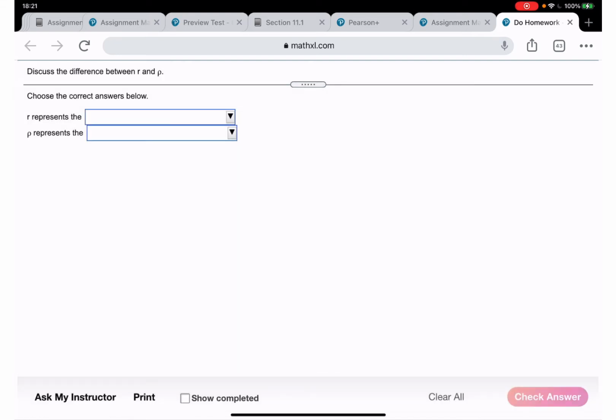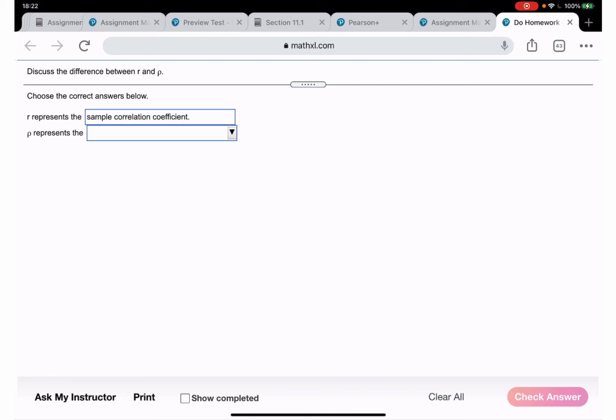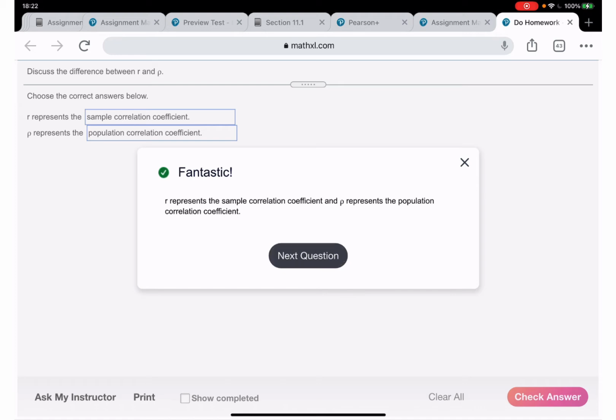Okay. Discuss the difference between r and rho. Whoever watched the lecture is aware that r represents the sample correlation coefficient. Rho represents the population correlation coefficient. Okay.